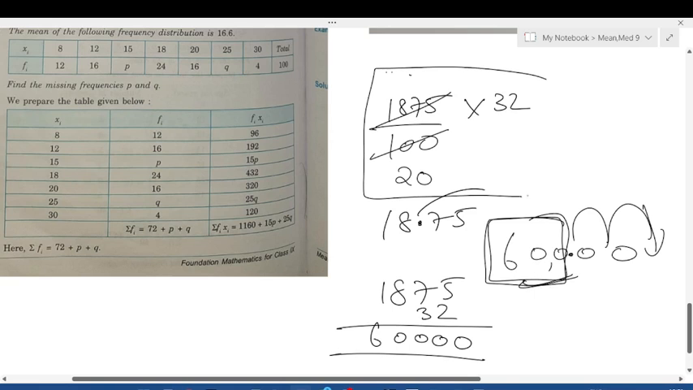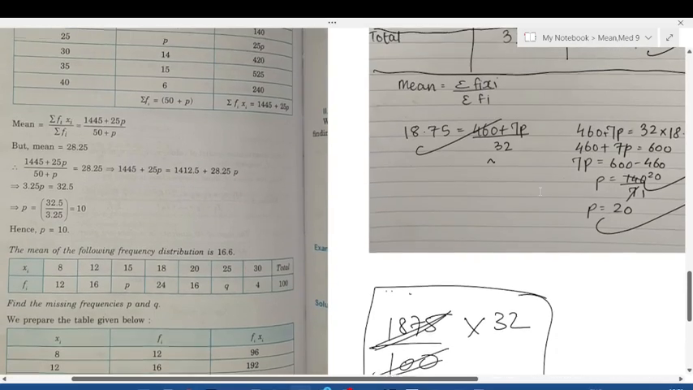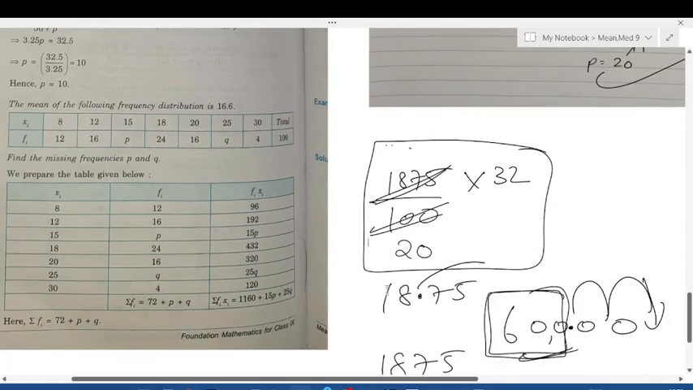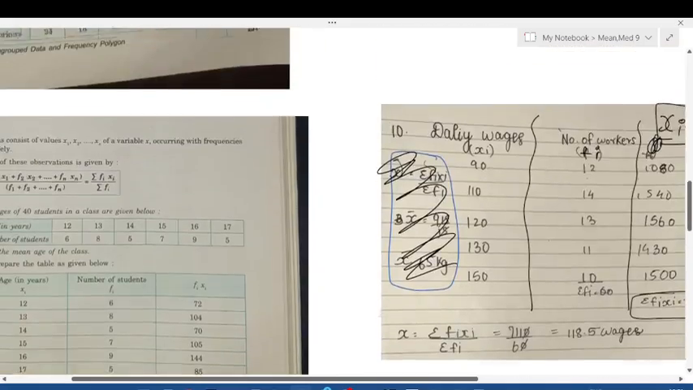If not, what I've written here, try to reduce it. Try to reduce, you'll get the same answer. So P is equal to 20. 20 is the answer. Next question.